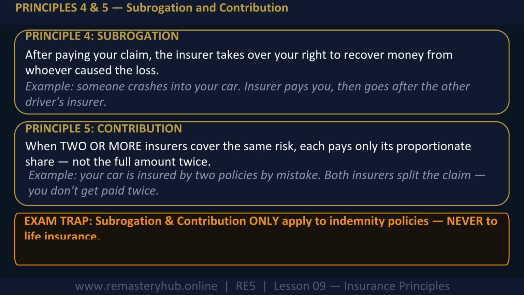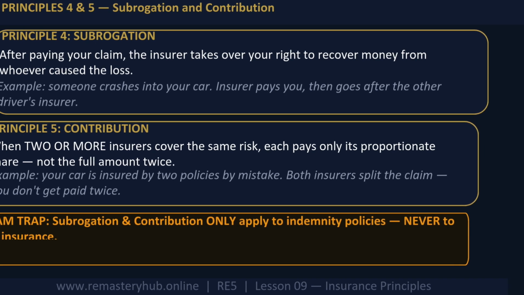Contribution. When 2 or more insurers cover the same risk, each pays only their proportionate share. Example: if your car is accidentally insured under 2 separate policies, both insurers split the claim between them. You don't get paid the full amount twice. Exam trap. Both of these principles only apply to indemnity policies. They never apply to life insurance because life insurance isn't indemnity-based in the first place.